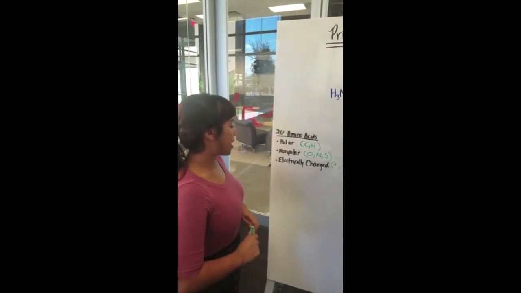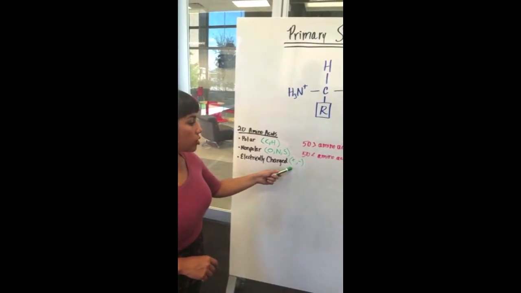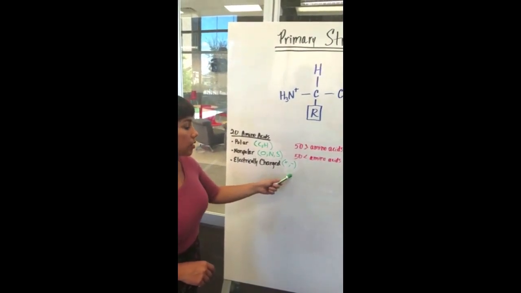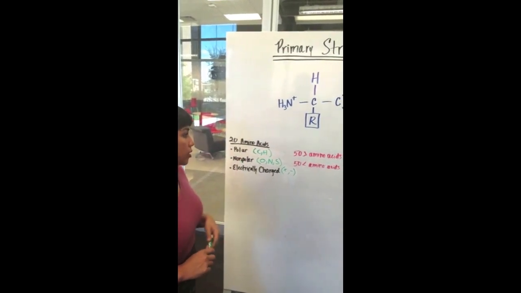So just one thing I want to add for the electrically charged amino acids: if it's positively charged, it's a base, and if it's negatively charged, it's an acid. So an acidic amino acid or a basic amino acid.